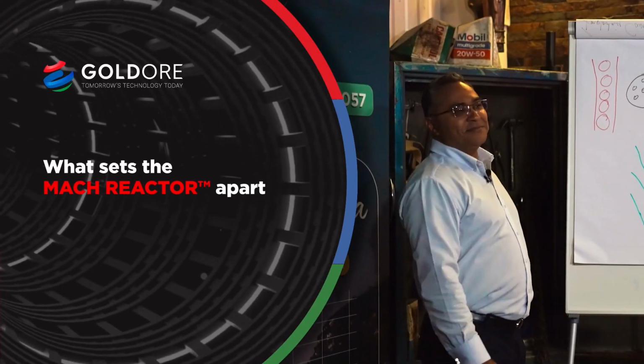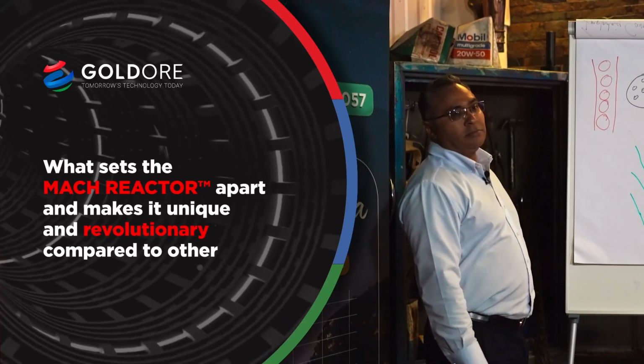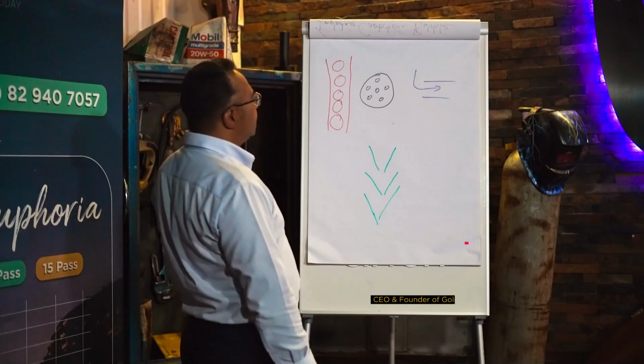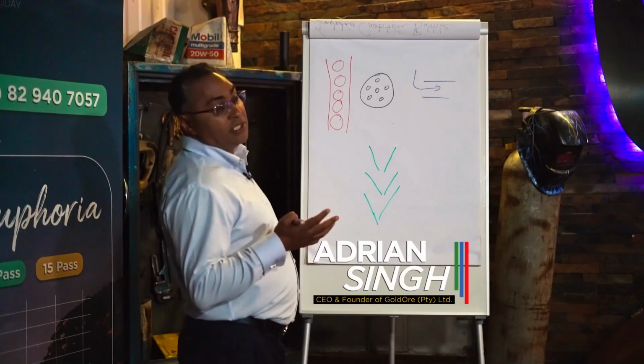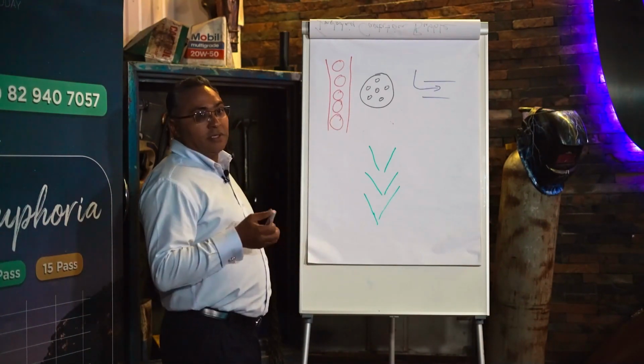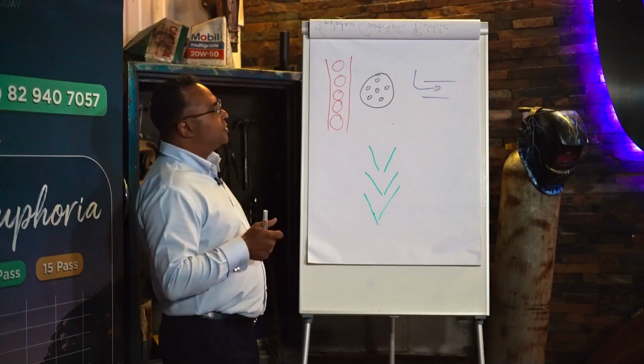What sets the MACH reactor apart and makes it unique and revolutionary compared to other technologies in the industry? I think to answer that question, let's have a look at what these other technologies are, not by name, but how they operate. So the different categories that are already out there that have been used.